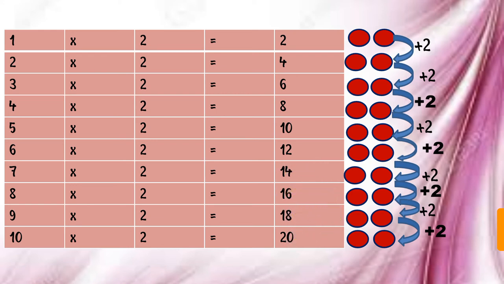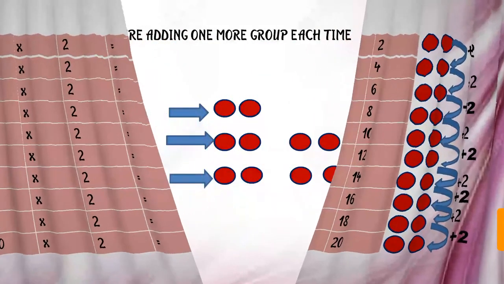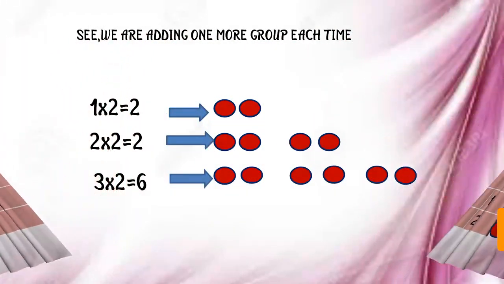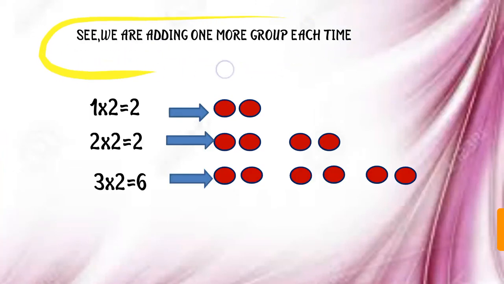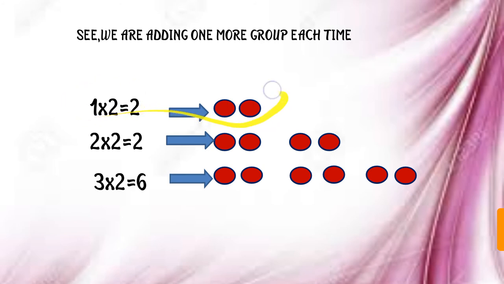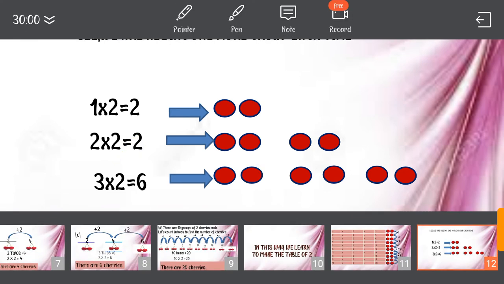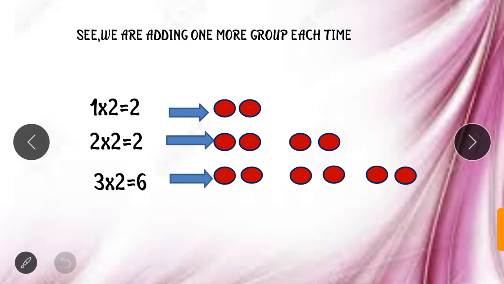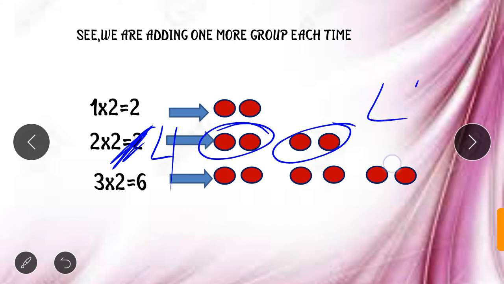So dear students, you have to revise the table of 2 at home. Now see, we are adding one more group each time. 1 2 is equals to 2. 2 2 is equals to 4. 3 2 is equals to 6. This number is wrong. So what we have to do? We have to cut this number and write down the number 4. 2 plus 2 equals to 4.